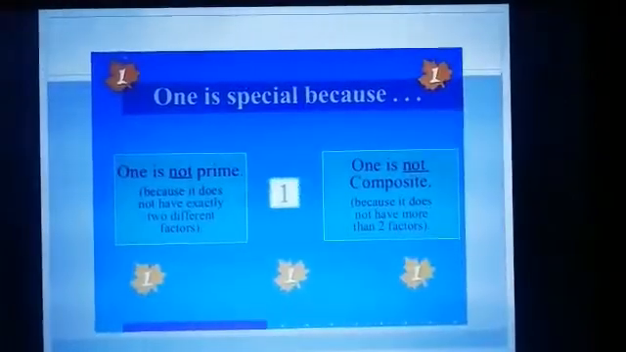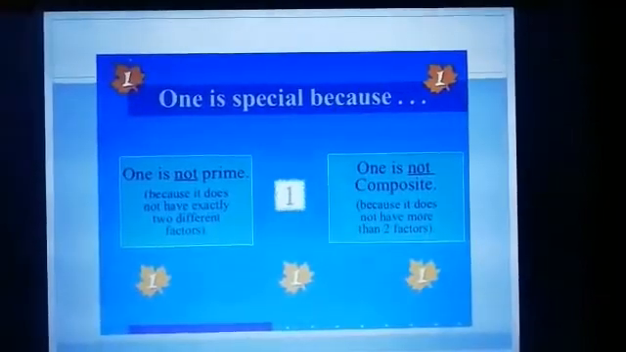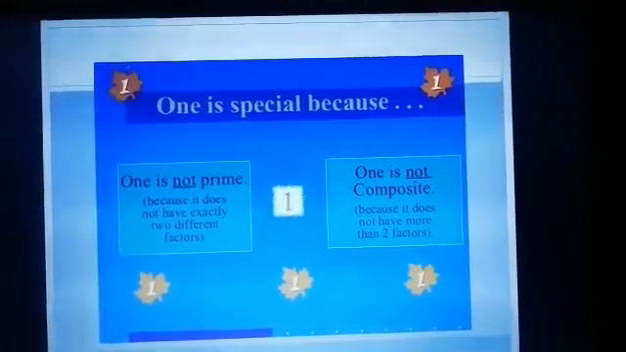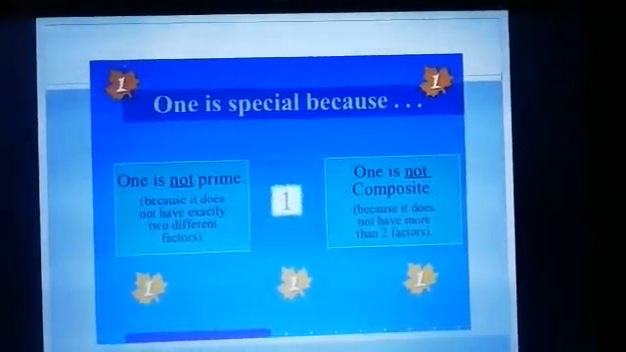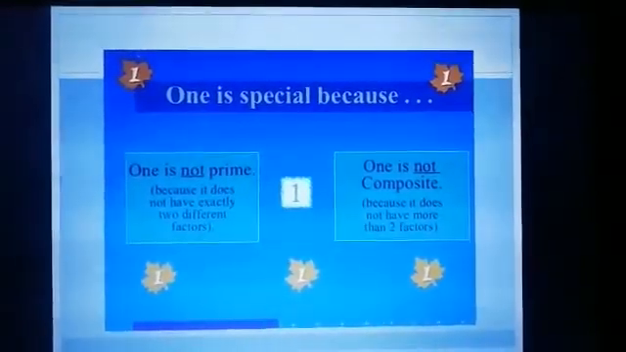Composite number because it does not have exactly two different factors, first of all, and the second, because it does not have more than two factors either. So it is a unique number.